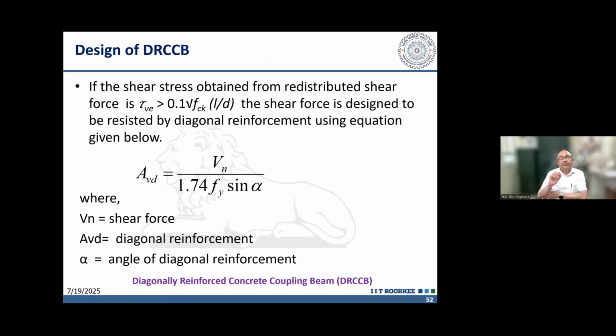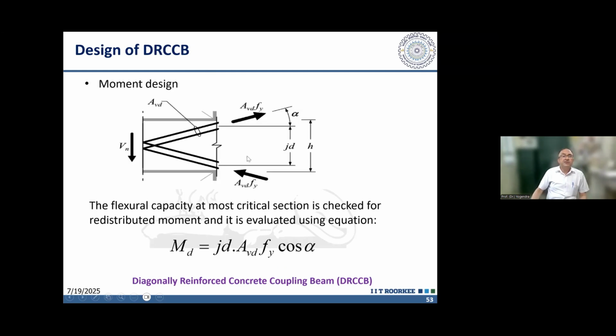Then if the shear stress in these coupling beams is more than this value, then we have to provide diagonal reinforcement, because as I said, the coupling beams will be subjected to very large shear force, and the concrete may get crushed, and when the concrete gets crushed, the shear transfer through truss analogy cannot take place. In that case we have to provide reinforcement, and the diagonal reinforcement will resist the moment as well as the shear force. So this formula we can understand from here.